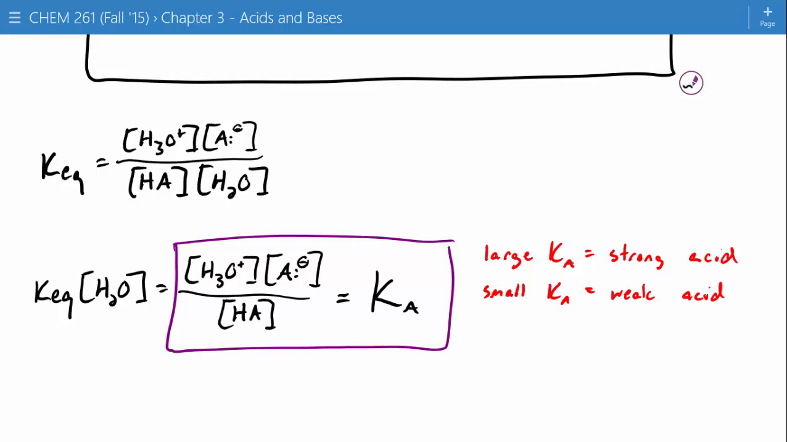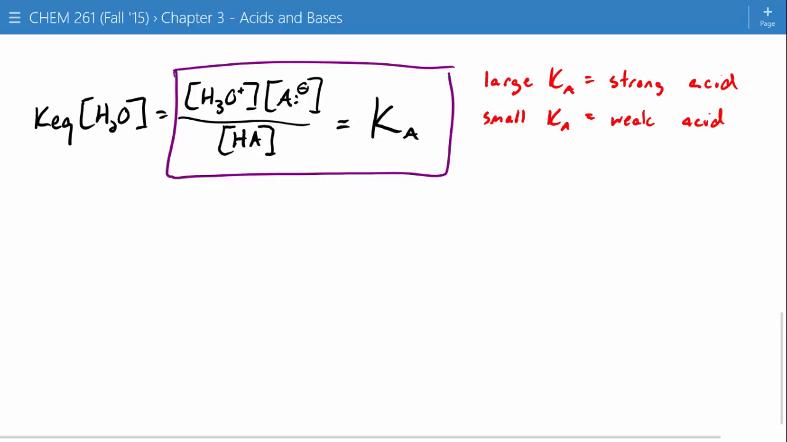Okay, so let's take a look at some examples with these acids and bases. Yep. So the K equilibrium is products over reactants. But I'm sorry, why did you take out the H2O? Because H2O is our bulk solvent in this reaction. The concentration of our solvent is more or less constant, and so we treat it as a constant by pulling it out over onto the KEQ side.